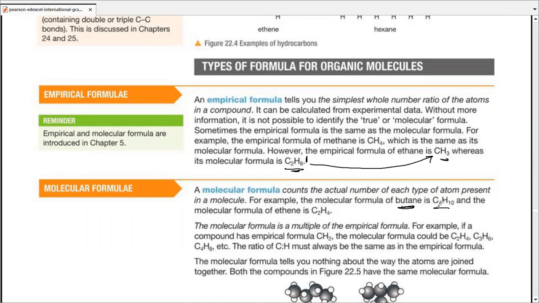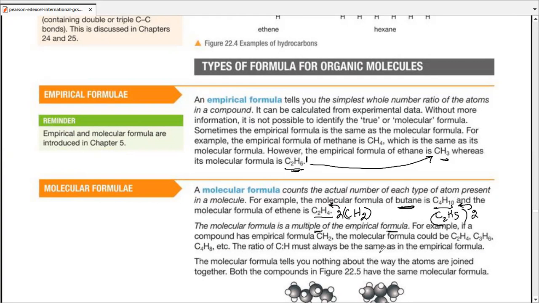All right, so there's another example. Butane is actually 4 atoms of carbon and 10 atoms of hydrogen. However, the empirical formula can be converted into C2H5. Ethene is C2H4. The empirical formula can be converted into CH2. So the molecular formula is actually a multiple of the empirical formula itself. For example, if CH2 is multiplied by 2, it becomes C2H4. If C2H5 is multiplied by 2, it becomes C4H10, right?